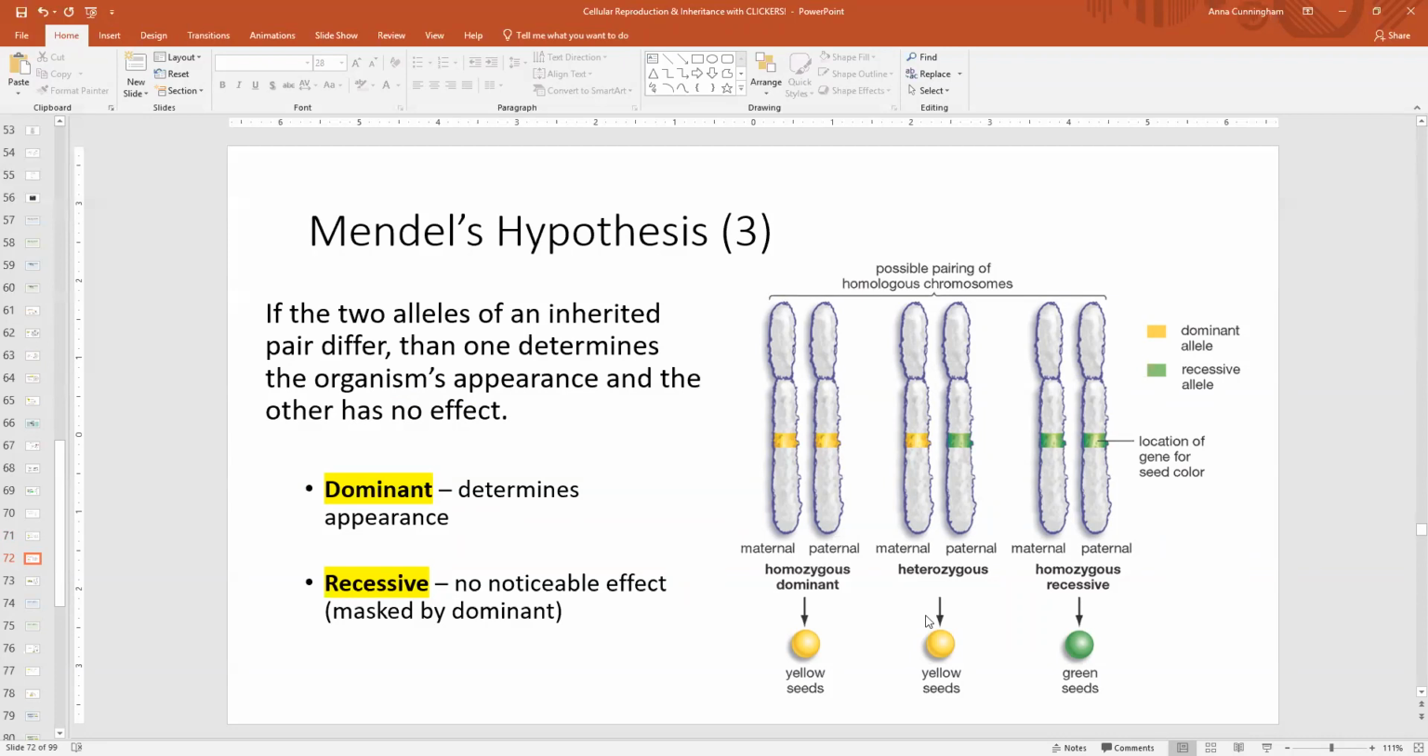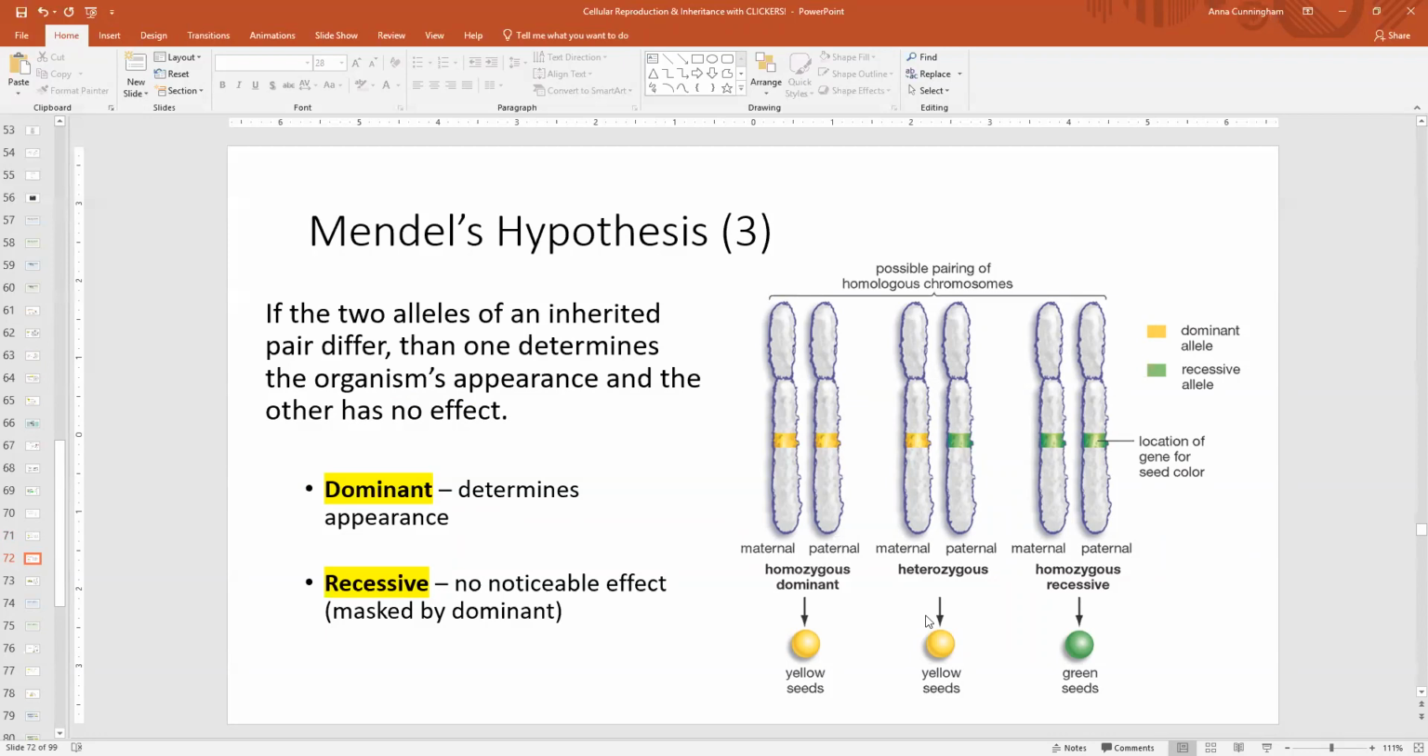What this means is if yellow is present, that yellow will be expressed. Notice the only time we get green seeds is if the yellow allele is completely absent. Okay, so that's basically how we determine dominant versus recessive: we have to ask, in a heterozygous pairing, which one is expressed? That's really the only way we can look at that.